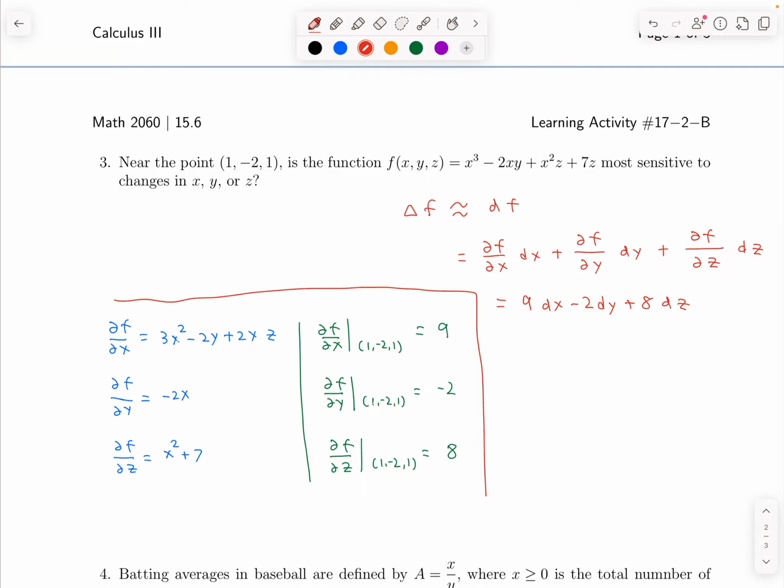Now you can see that right here, the change in f is approximately equal to 9 times dx minus 2 times dy plus 8 times dz. And notice that although dx is not delta x, dy is not delta y, dz is not delta z, they are in fact the changes in x, y, and z.